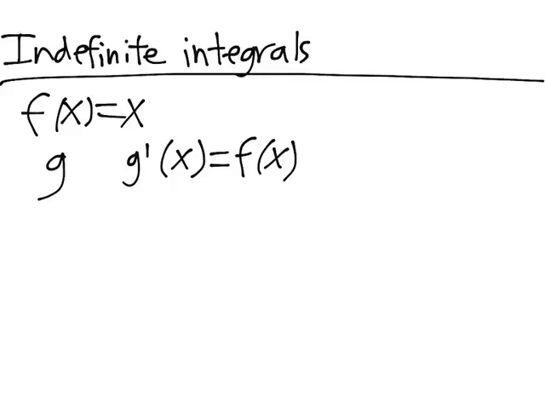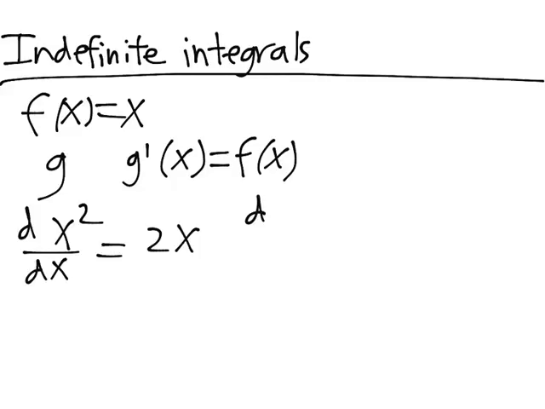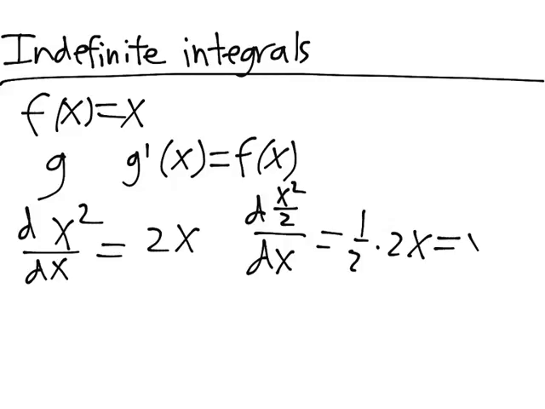In this particular case, let's start with something like x squared. We know that d/dx of x squared is equal to 2x. But since differentiating x squared with respect to x gives us 2x, we can simply divide by 2 to get something that differentiates to x. So d/dx of x squared over 2 is equal to 1/2 times 2x, which equals x. So the function we were looking for is g of x equals x squared over 2, right?